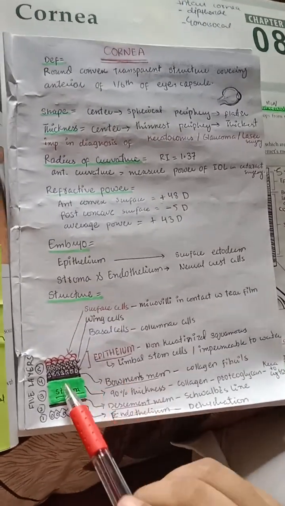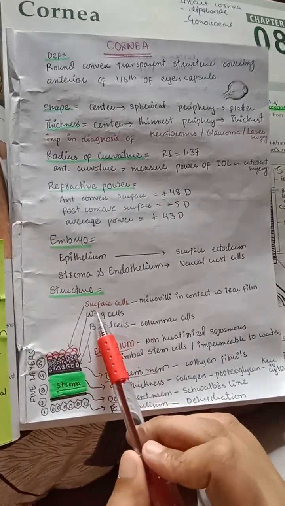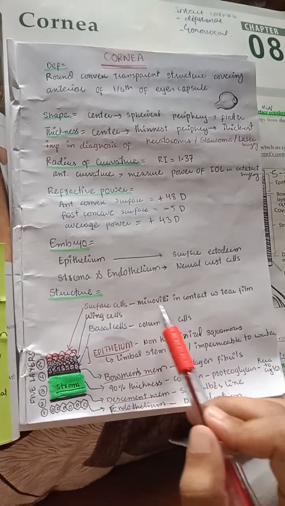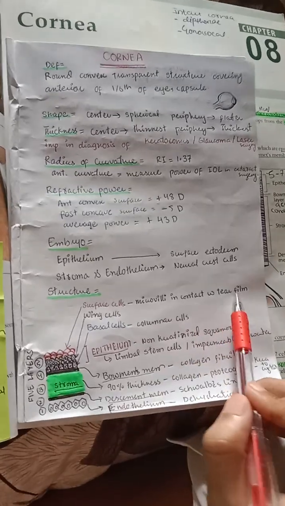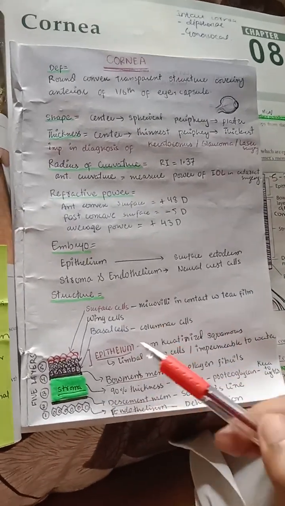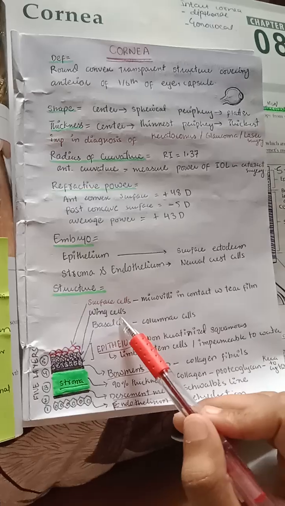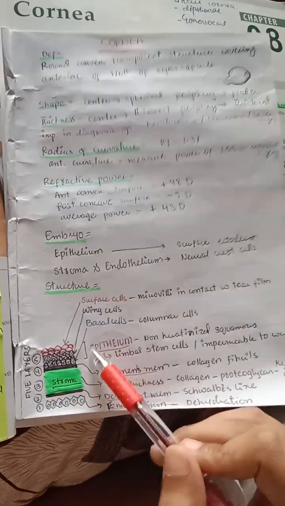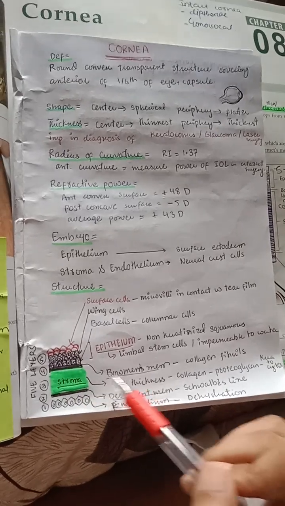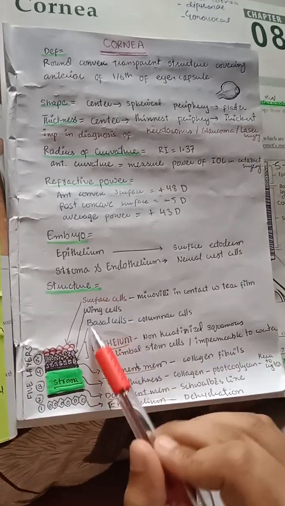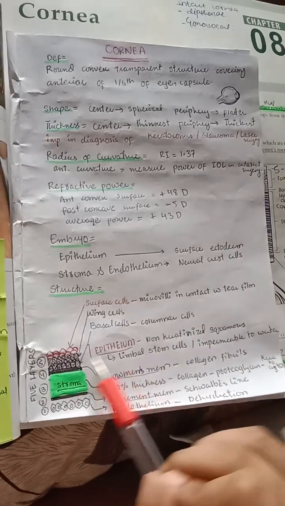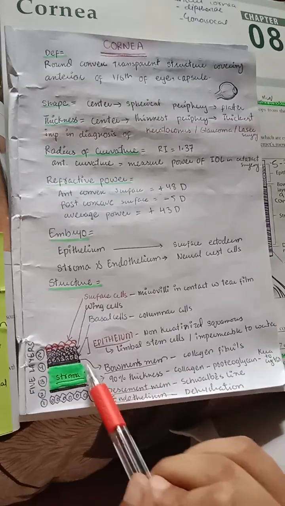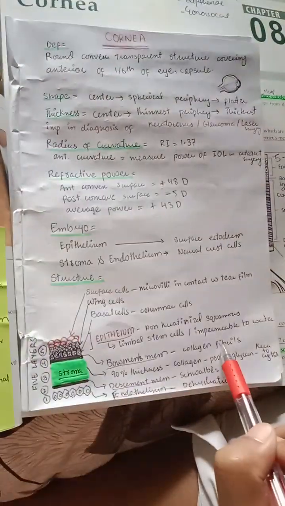Now this epithelium has some cells. These are called surface cells, which have microvilli that are in contact with the tear film. Next to the surface cells we have wing cells. These are of 2 to 3 layers, and then, attached to the Bowman's membrane, we have basal cells. Basal cells are columnar cells attaching to the Bowman's membrane, and this Bowman's membrane is made up of collagen fibrils.